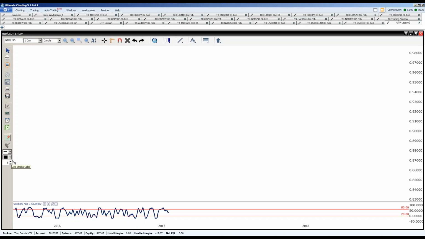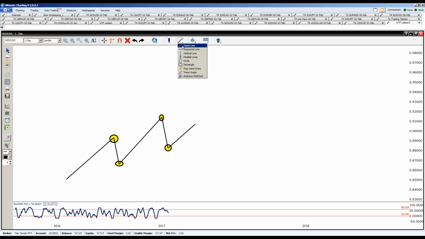If the market makes two higher highs and higher lows, there's a high, there's a low, there's a higher high, and there's a higher low, like that. Higher highs, higher lows. Two higher highs and two higher lows. Right?